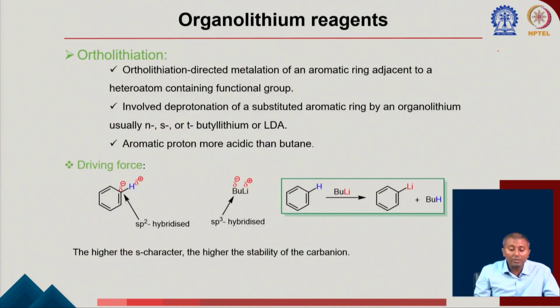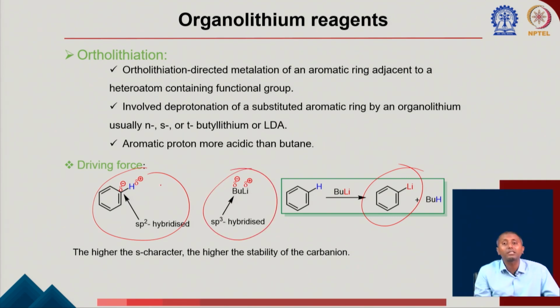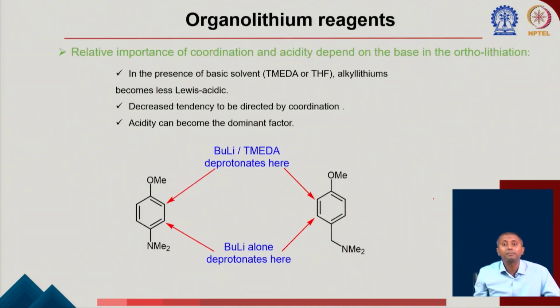And now we are talking about the ortholithiation, directed metallation, happening because you are forming a more stable lithium species. Again, we are trying to tell you here that an sp2 hybridized carbon versus an sp3 hybridized carbon has more s character, so it is more stabilized. That's why this reaction is driving towards this side. It cannot come back in this direction, where the phenyl lithium would take a hydrogen from the butane, because of the stability.